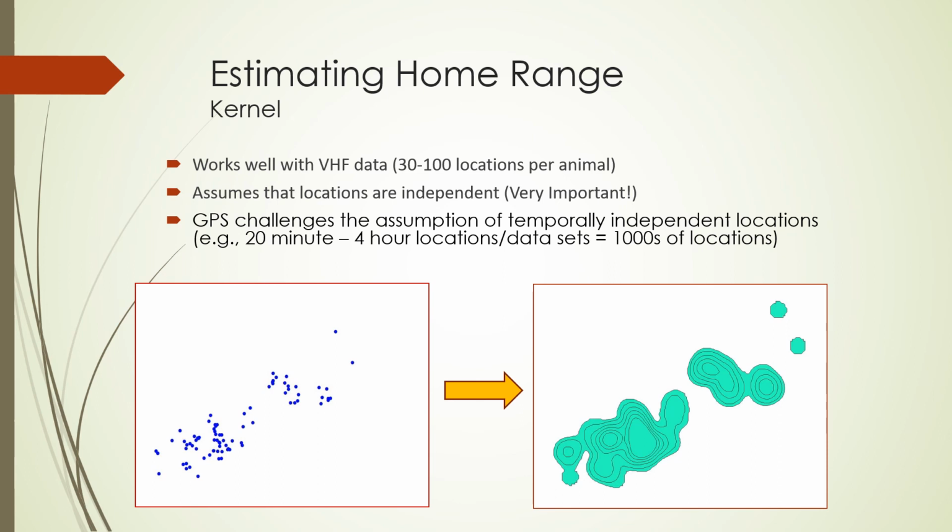With the data that we're collecting now using GPS transmitters, that assumption of temporally independent locations is often just not met. If you're collecting GPS locations every 20 minutes, sometimes you even see people collecting them every 10 minutes now, just because you can. Those locations are obviously not going to be independent of one another. There's just no way an animal can move very far in 10 minutes, for instance. And it also generates thousands of locations, which then also causes problems for the kernel estimator.